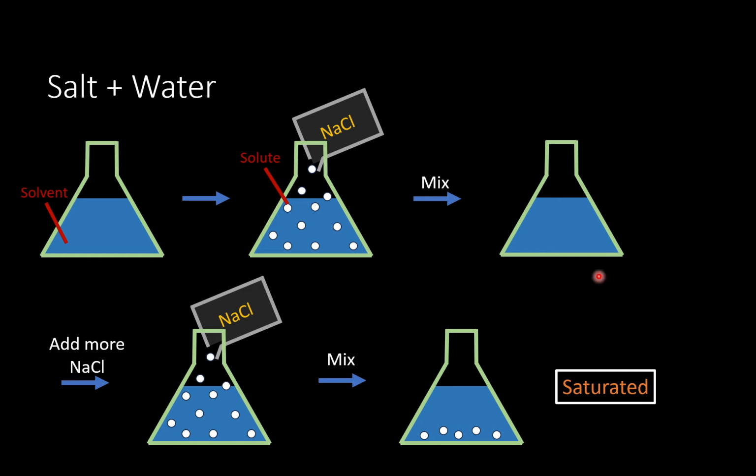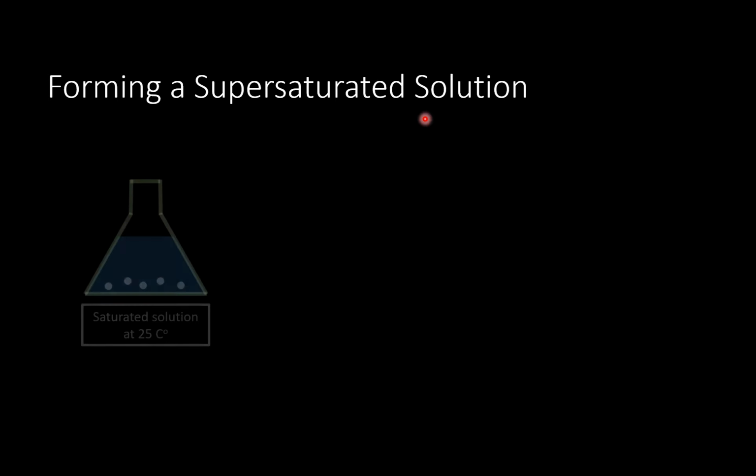Before, when we were pouring salt into the water and it was being dissolved, we can call that solution unsaturated. An unsaturated solution means that more solute can be dissolved by the solvent. Now, there's a third type of solution that we can form, and that is called a supersaturated solution. To form this type of solution, we have to go back to our saturated solution. Recall that we knew we had a saturated solution because there were salt particles left in the solution no matter how much we mixed.